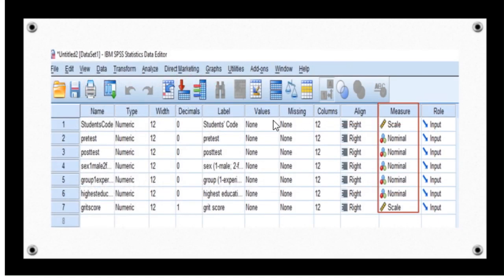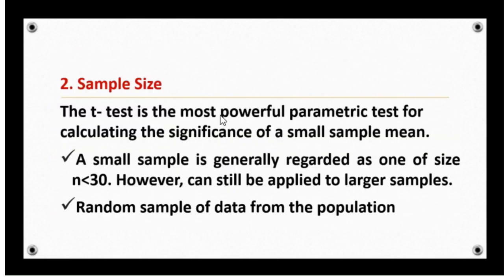Now, as you can see in the data provided here, the level of measurement here, there's scale, there's nominal, and then scale. And then, for the sample size, the t-test is the most powerful parametric test for calculating the significance of a small sample mean. A small sample is generally regarded as one of size n less than 30. However, it can still be applied to larger samples.